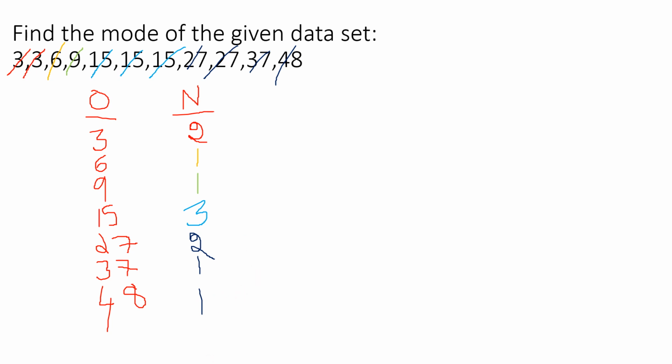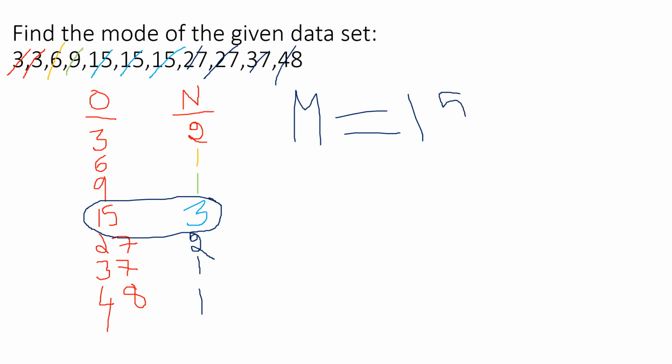Here, when we compare the observation 15, its number of times is greater than the counts of all the other observations. So this is the most repeated observation, 15. So our mode becomes 15. In this way, we can calculate the mode for individual series.